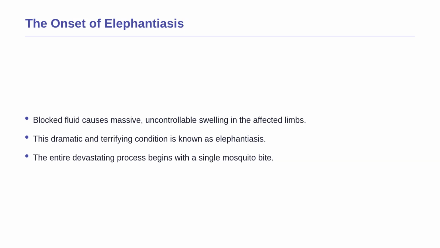Now that we understand how the plumbing gets blocked, let us look at the physical consequences. When these tiny, thread-like worms block the fluid from draining, the affected body part, such as a leg or an arm, has no way to relieve the pressure. As a result, it swells up massively, almost like a balloon. This terrifying and dramatic swelling is a clinical condition famously known as elephantiasis. It is a life-altering disease that causes severe pain and permanent physical disability. And incredibly, it all starts with just a single mosquito bite.